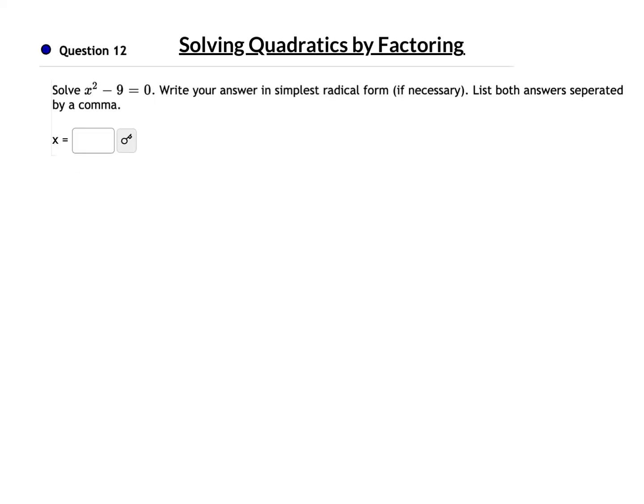Question 12. X squared minus 9 equals 0. There's more than one way to solve this. There's more than one way to solve all of these. But in particular, factoring, this is a difference of squares. It's something times something. We have subtraction, and we both have squares. And remember how that's x plus and x minus to make negative 9, and 3 and 3.